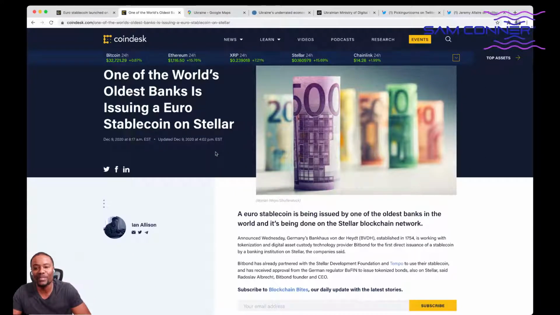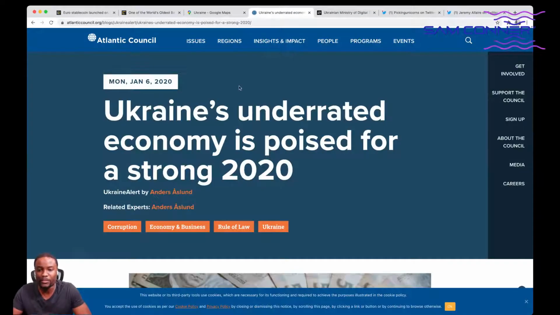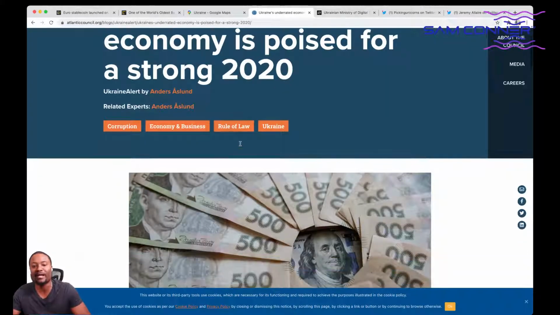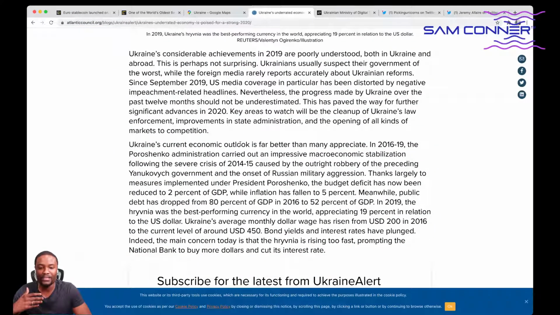2021, we have yet another major announcement. And this is coming from a country, Ukraine, located in Eastern Europe. And if you look, I pulled up this article here: Ukraine's underrated economy is poised for a strong 2020. This was an article that came out earlier last year, and it talks about how the economic outlook is far better than many appreciated. It talks about how from 2016 through 19, the administration carried out an impressive macroeconomic stabilization following the severe crisis that they went through.